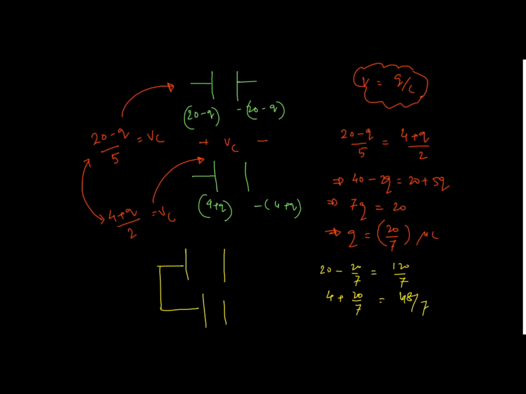If this is the combination, we will write like this. This plate now has plus 120 by 7 microcoulomb. This has minus 120 by 7 microcoulomb. Here plus 48 by 7 microcoulomb. This is minus 48 by 7 microcoulomb. All right, this is clear to everyone. This is quite easy to understand, right?